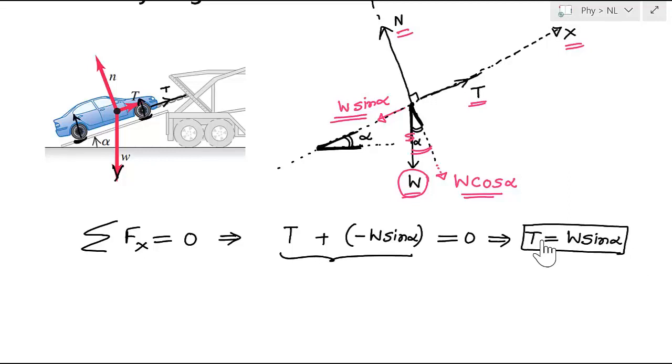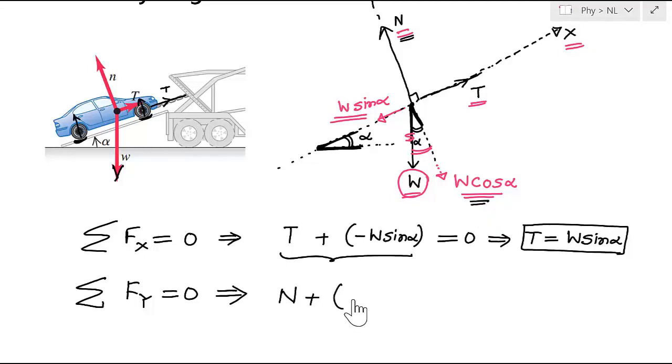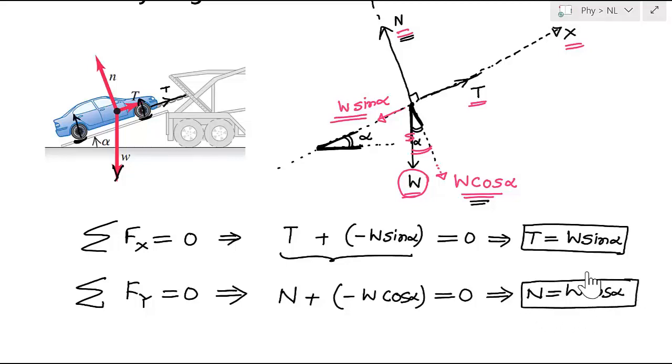Similarly, we can write the equilibrium equation along the y-axis: the sum of all the forces along the y-axis is equal to 0. This gives the normal reaction N along the y-axis, which is a positive quantity, plus W cos alpha along the negative direction of the y-axis. So we write minus W cos alpha, and the sum of these two forces is equal to 0. From here I can write N is equal to W cos alpha. So now we have calculated the two unknowns, tension and normal reaction.